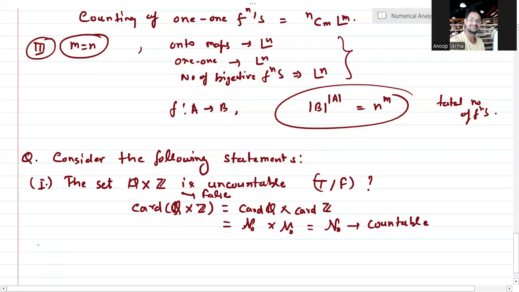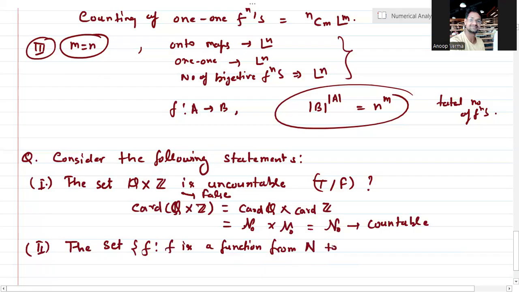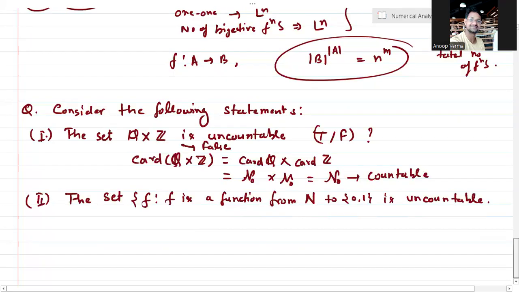Okay. Next, the set F is a function. The collection of all functions from the set of natural numbers to the set {0, 1} is uncountable. Is it true or false? Yes, true.